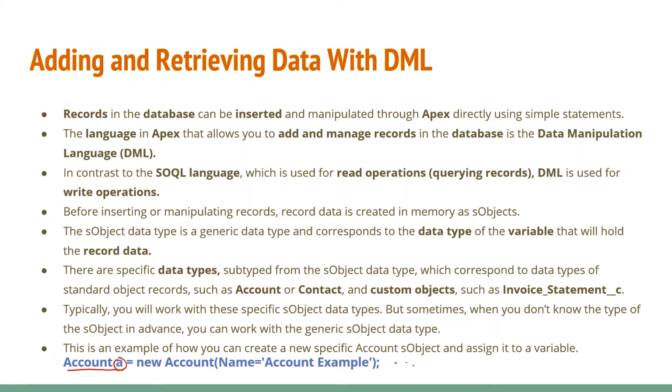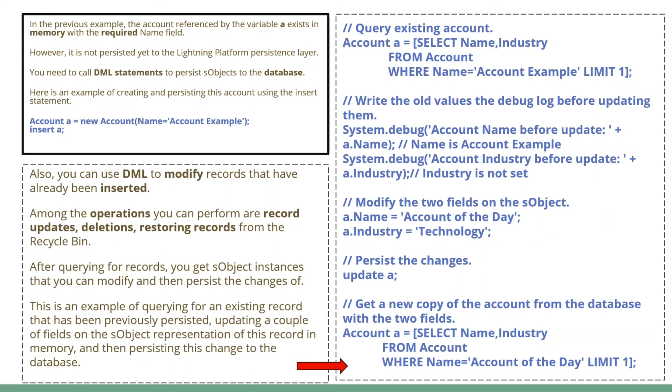So if we want to print a.Name, then it will have a null value, or it will be blank. Why? Because this is not inserted in the database as of now. We have just assigned that value. So to insert it into a database, we use this DML statement, that is insert a.